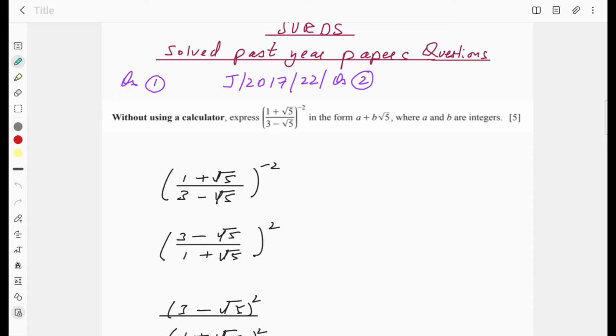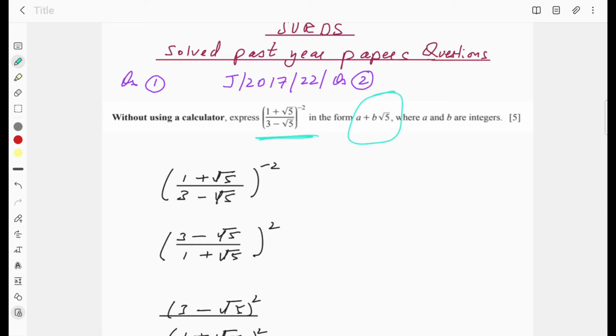The question says, without using calculator. You cannot use calculator, although calculator is allowed in both paper 1 and paper 2. But examiner is giving you an instruction that do not use calculator in solving this question. You have to express this fraction in this form.